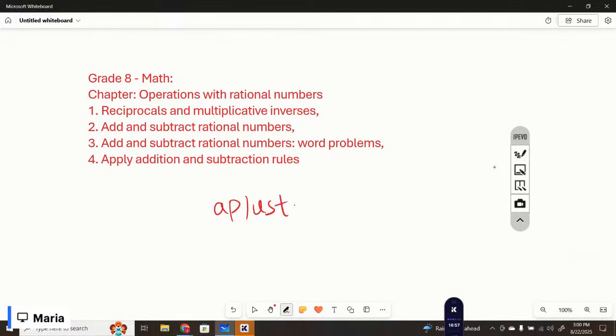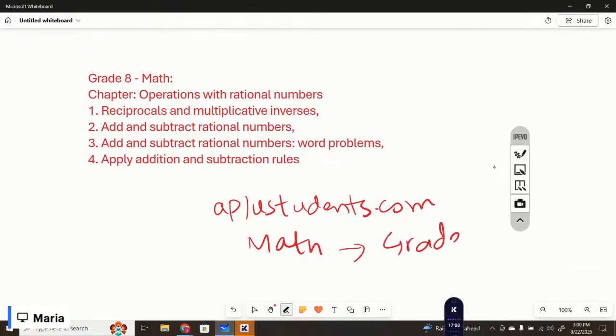You have to log in there using your email address and password as provided by the administrator. Then you have to select math from the subject tab. Scroll down to grade 8 math and then click on view all lessons. And there you can find a list of the chapters.